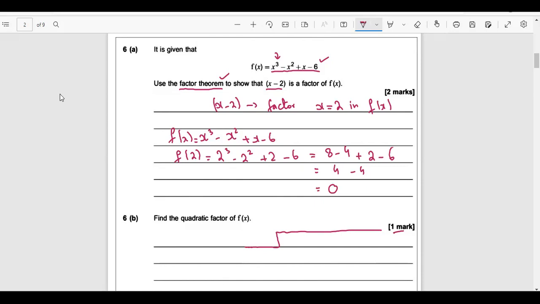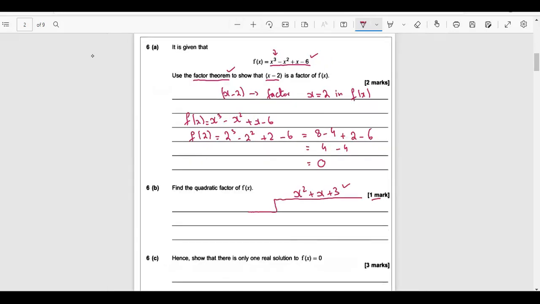Is it x squared plus x plus 3? Yes, very well done. Excellent. The quotient would turn out to be x squared plus x plus 3. Very well done. Yes, perfect. Okay. So that is how we will find the quadratic factor, and this is going to be the quadratic factor. Very well done.